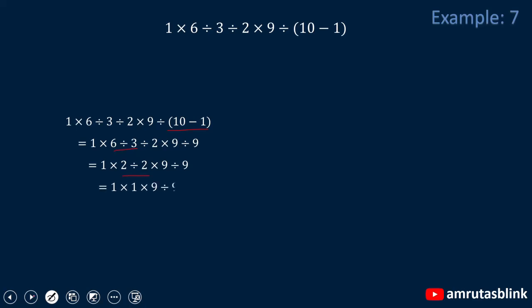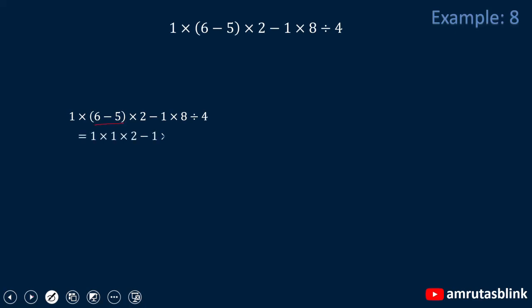So 1 × 9 ÷ 9. Now this 9 ÷ 9, so 1 × 1 and the final answer is 1. So we can say 1 × 6 ÷ 3 ÷ 2 × 9 ÷ (10 − 1) is equal to 1.